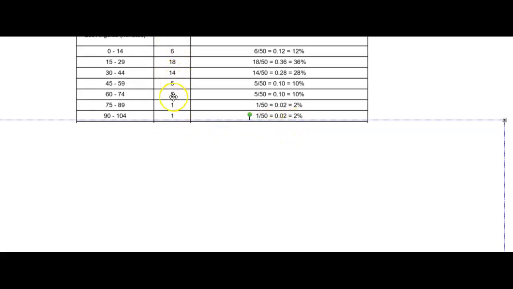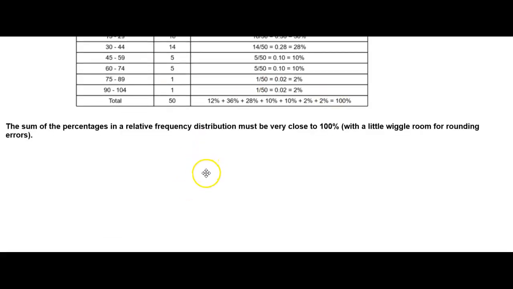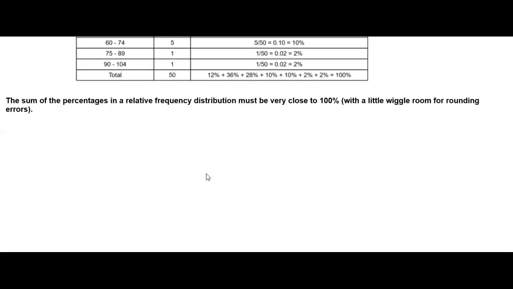Now we know that the total frequency was 50, but now let's add up all these percentages and see what we get. If we add up 12% plus 36% all the way to 2%, we should get close to 100%. If we're not exact at 100%, it could be 99%, or just slightly over it. So again, the sum of the percentages in a relative frequency distribution must be very close to 100%, with a little wiggle room for rounding errors.